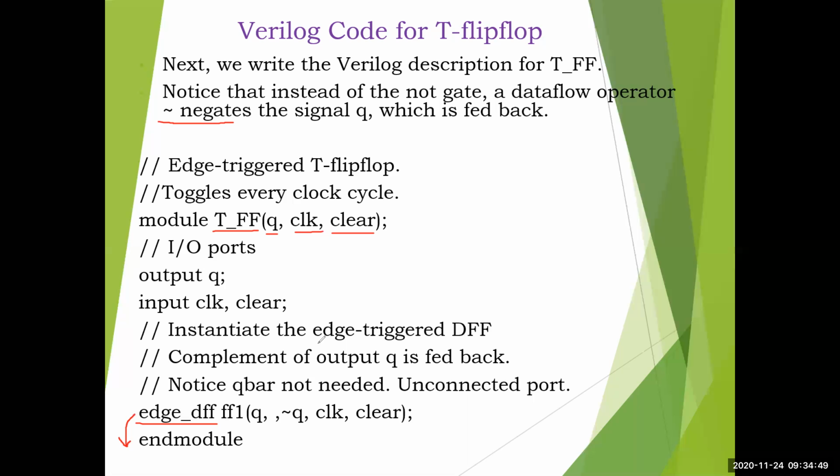Here some comments are written for this. Instantiate the D flip-flop; the complement of output Q is fed back. Notice Q bar is not needed, an unconnected port. Here Q bar was not there, so QB is not required, an unconnected port. That's why it is kept as a space here. Both commas are allowed.